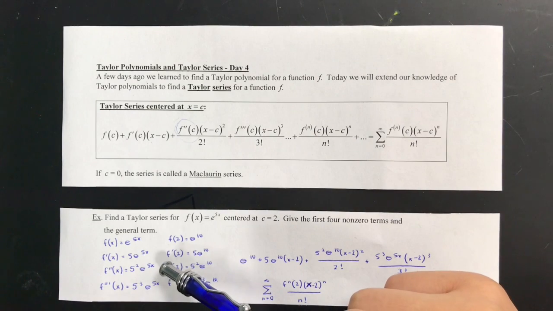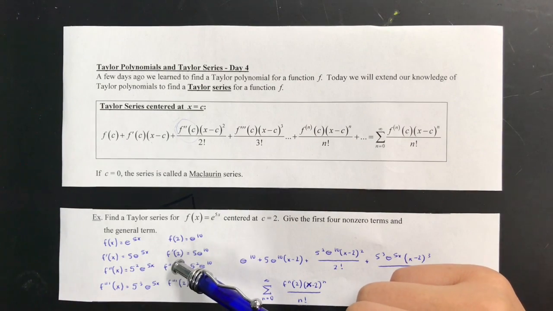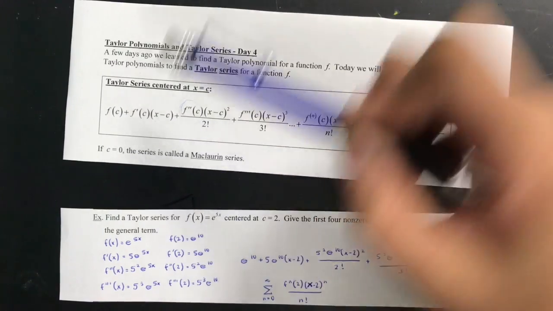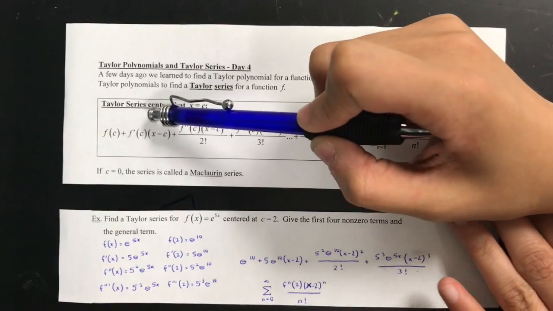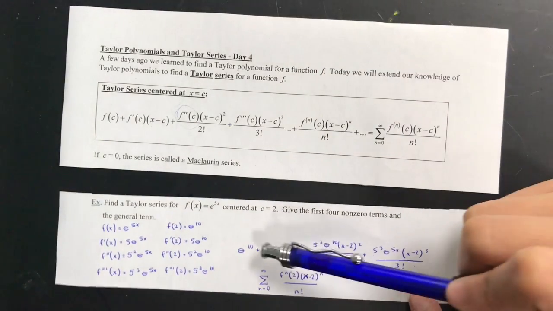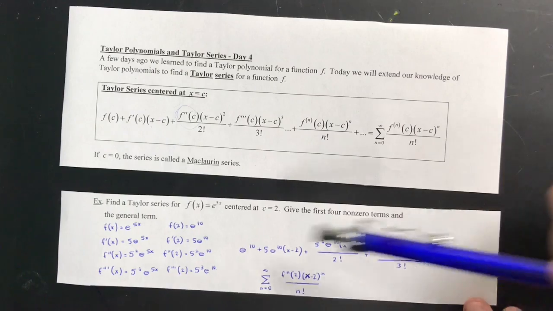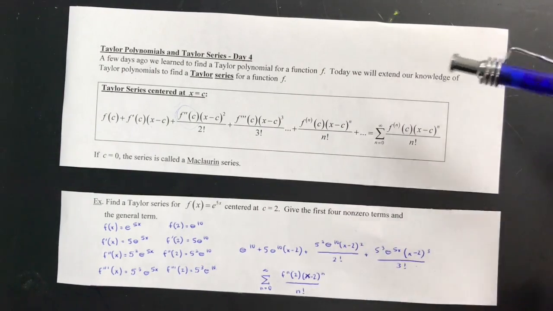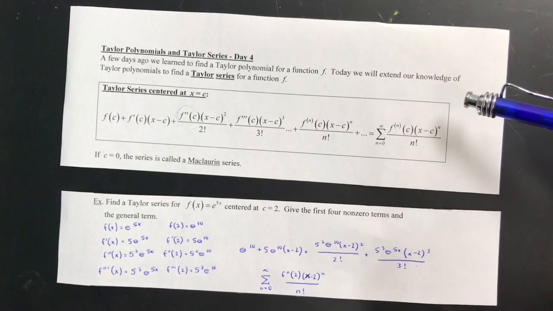Then the second term would be f prime of 2, which is the first derivative, and that's equal to 5e to the 10. So that's where we plugged in f prime of c, and then we also plugged in x minus 2 because c is equal to 2. And so we just plugged into the expression, and then we got the first 4 terms. After finding the first 4 terms, then we went to find the general term as requested by the problem.